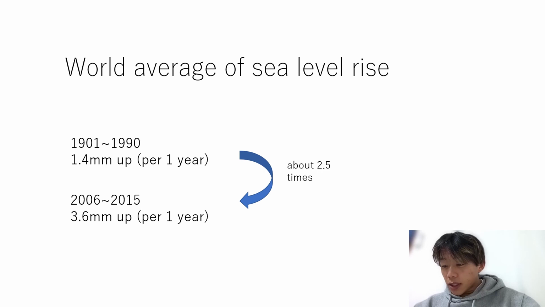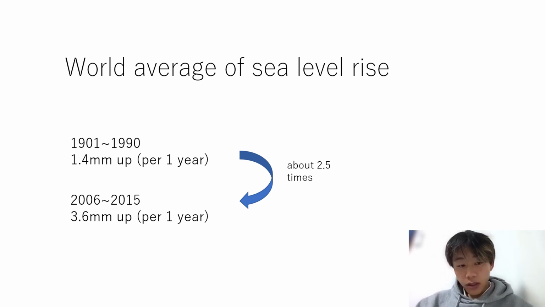Next, let's see the world average of sea level rise. From 1901 to 1990, per year, the water level rose 1.4 millimeters. In contrast, from 2006 to 2015, per year, the water level rose 3.6 millimeters. From this result, we can guess that sea level rise has advanced about 2.5 times.